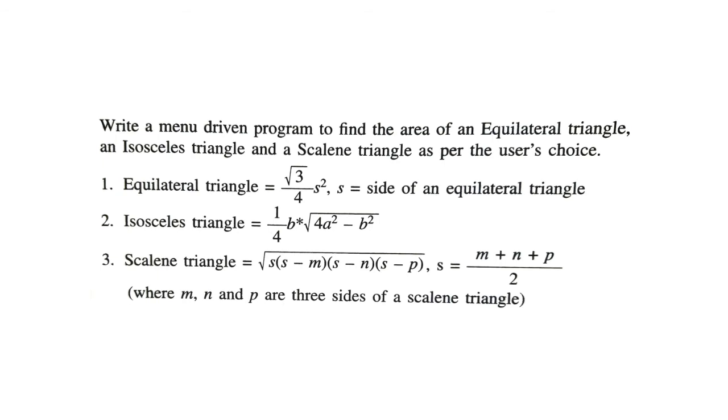And the third one is the scalene triangle, equal to the square root of s into s minus m, s minus n, s minus p, where s is equal to (m plus n plus p) by 2, where m, n, and p are the three sides of a scalene triangle.